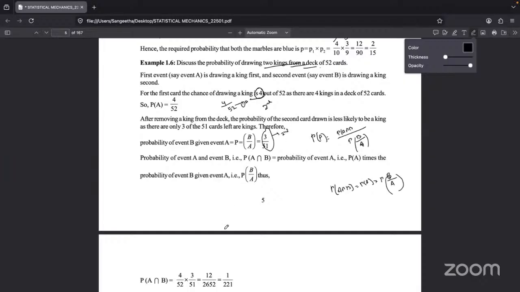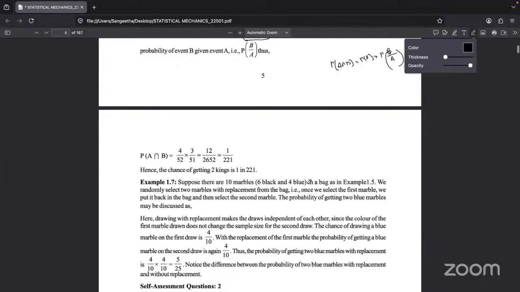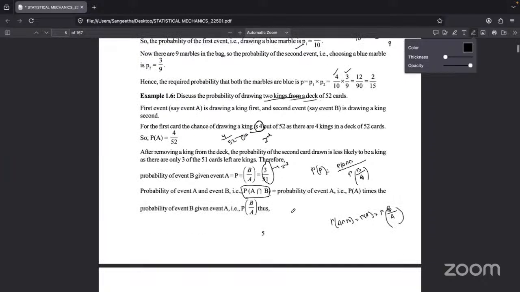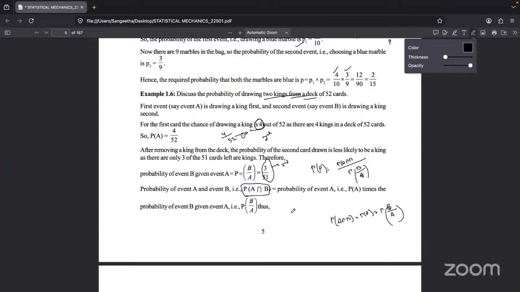This is the second event. So we are calculating the probability of events A and B, both events together. Probability of A intersection B equals P of A, which here is 4 by 52, times P of B by A, which equals 3 by 51. So this is conditional probability. Multiplication is for mutually exclusive events. Conditional probability means that the second event is performed only after performing the first one. That is conditional probability.